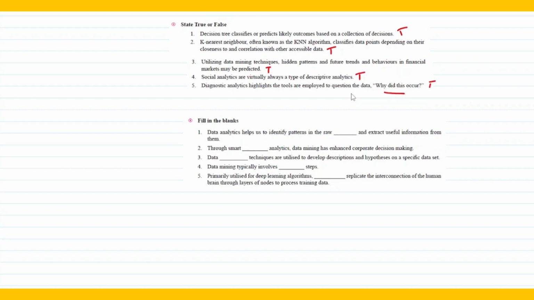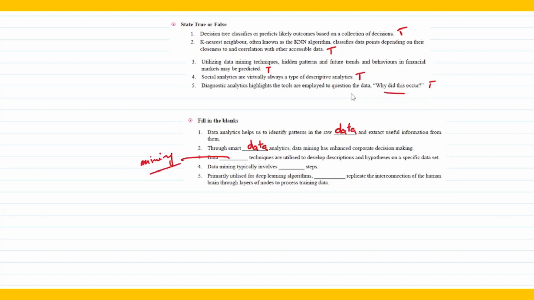Okay, let's look at the fill in the blanks. Data analytics helps us to identify patterns in raw dash and extract useful information from them. The correct answer is data. So basically data analytics helps us to identify patterns in the raw data, right? Through smart dash analytics, data mining has enhanced corporate decision making. So through smart data analytics, data mining has enhanced corporate decision making. Data dash techniques are utilized to develop descriptions and hypotheses on a specific data set. So the correct answer here is mining.